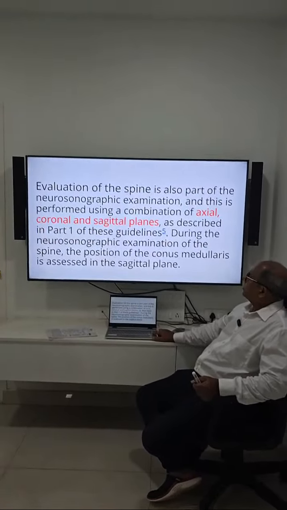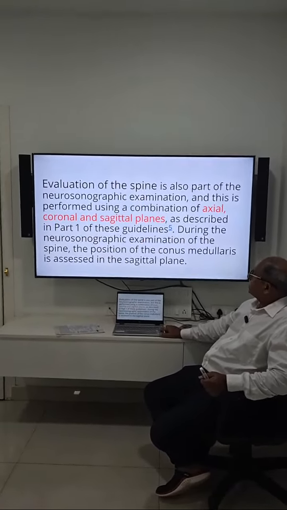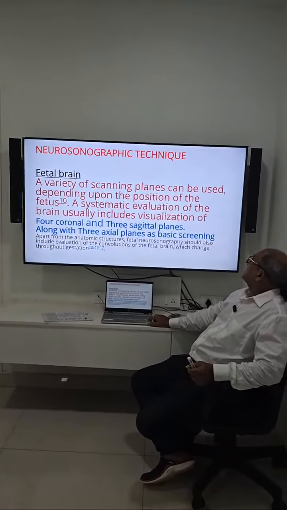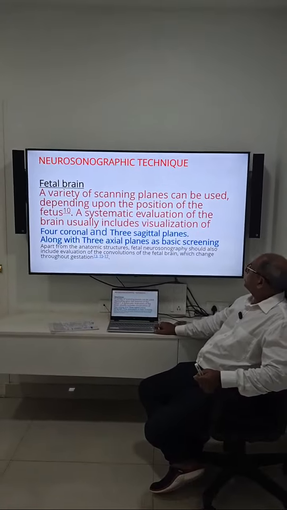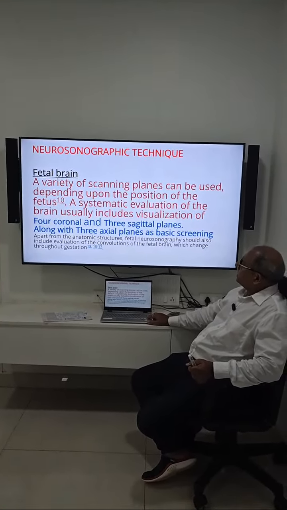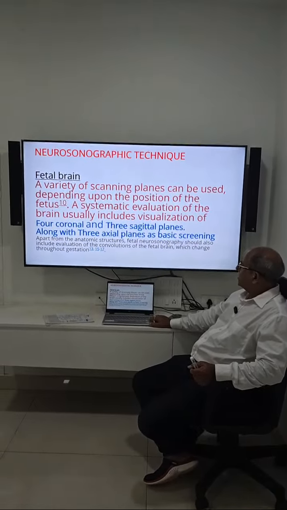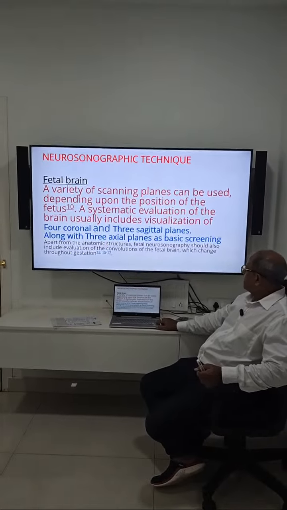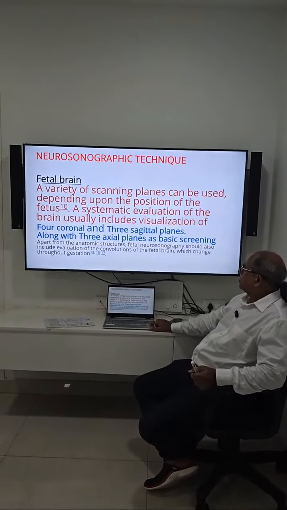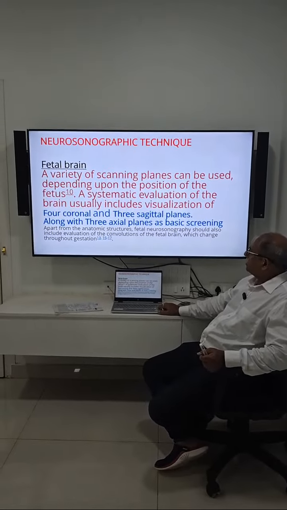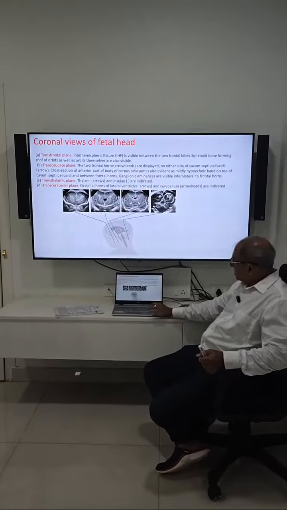So axial, coronal and sagittal planes as described in part 1 of these guidelines. A variety of scanning methods can be used depending upon the position of the fetus, and I have already covered all these anatomical planes, 4 coronal and 3 sagittal, along with the 3 axial planes of basic screening. Apart from anatomical structure, fetal neurosonography should also include evaluation of convolutions of the fetal brain, which change throughout the gestation. Now this is very important.